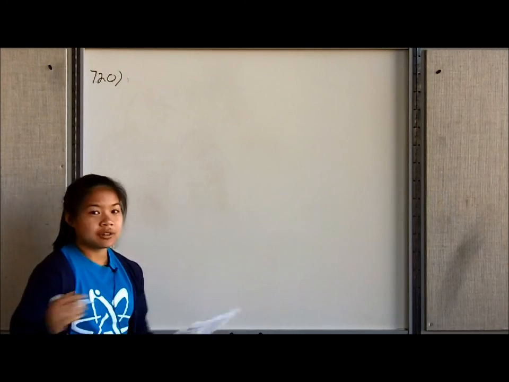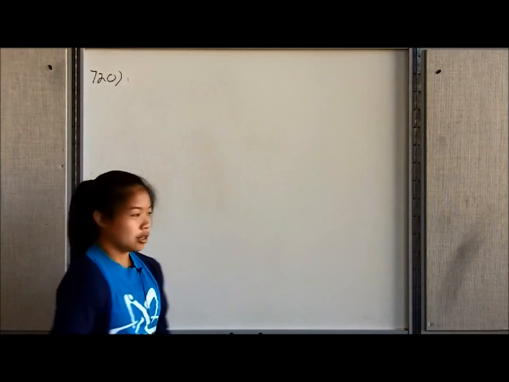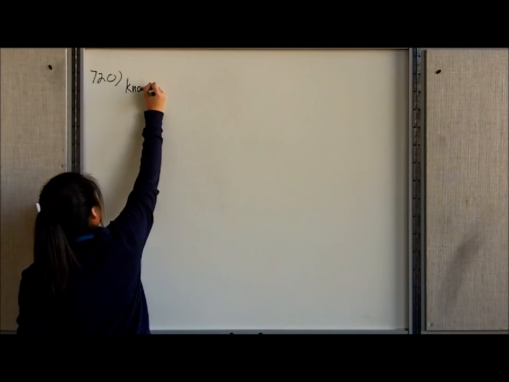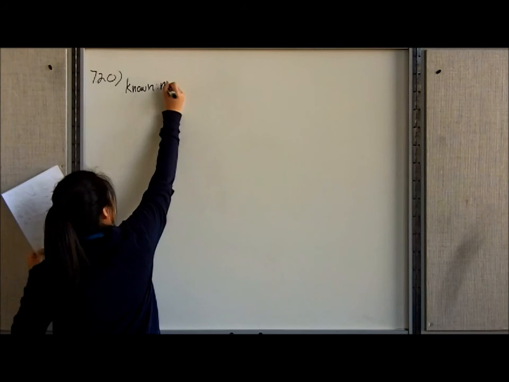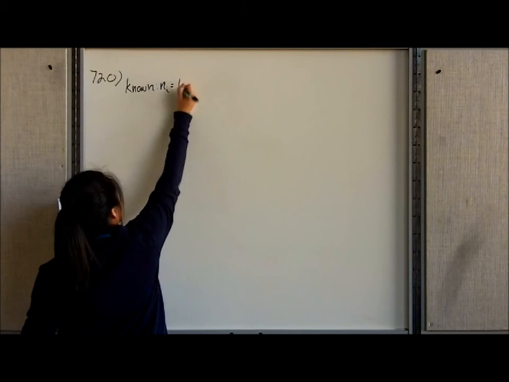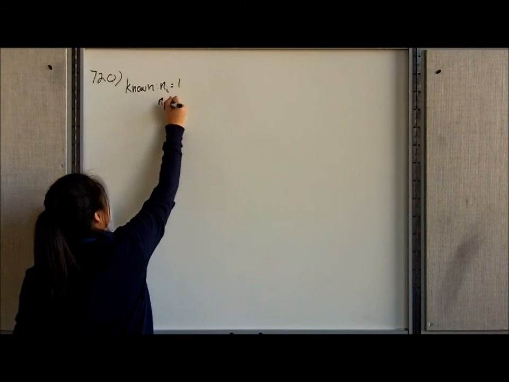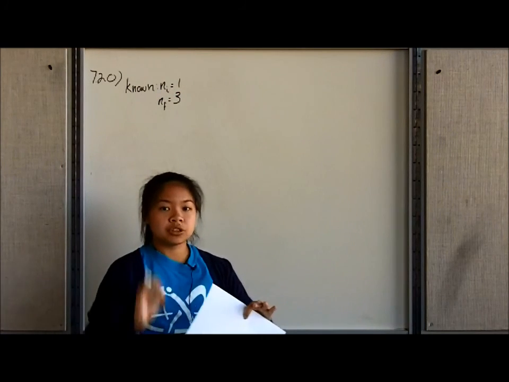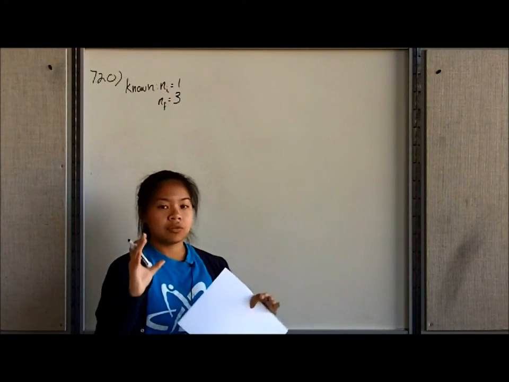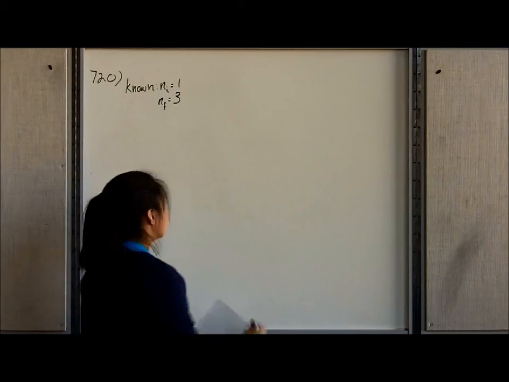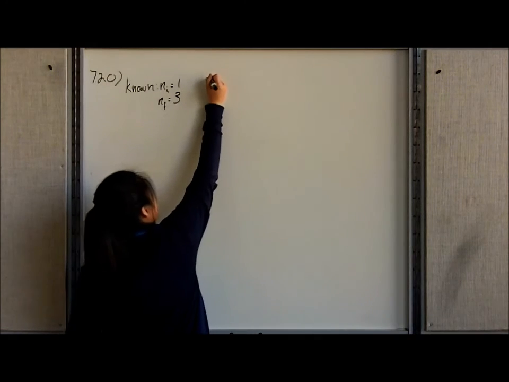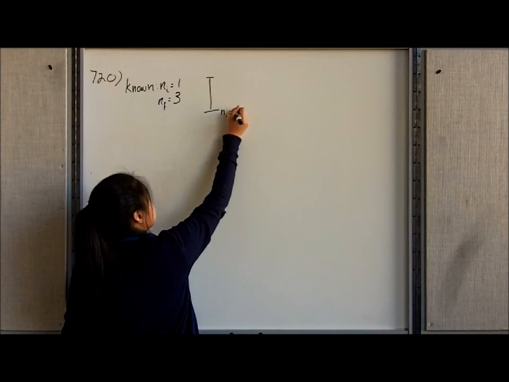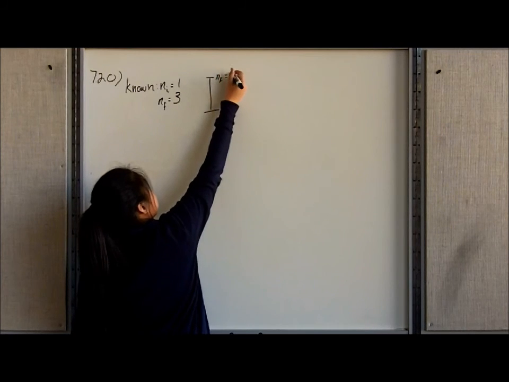As I always state, write what you know down first. Your known is your initial energy level, which is going to be 1, and final is 3. I'm going to give you a visualization of what's actually happening in this problem. I'll draw a little energy level diagram, with initial equals 1 and final equals 3.